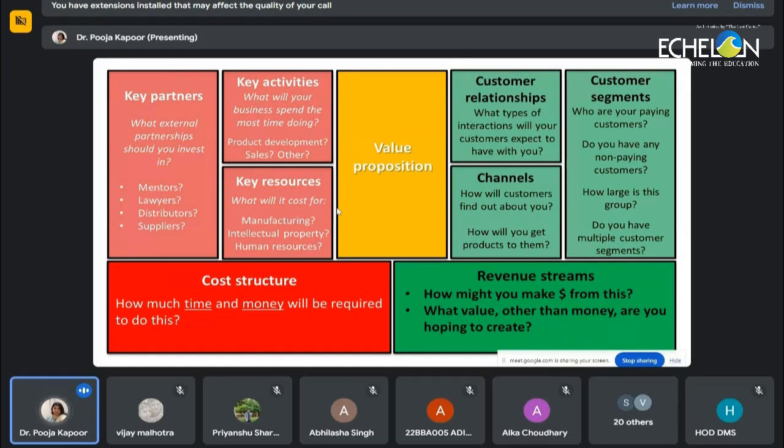Next, we have customer relationships. What type of interactions will your customers expect to have with you? What kind of deals can they expect from your venture or your business? These are the nine important and core building blocks of BMC. Sometimes we get confused between a BMC chart and a checklist, but it's not a checklist. It provides you the entire dynamics of your business, the core points and competencies which can lead to creating value. So these are the nine building blocks of BMC.